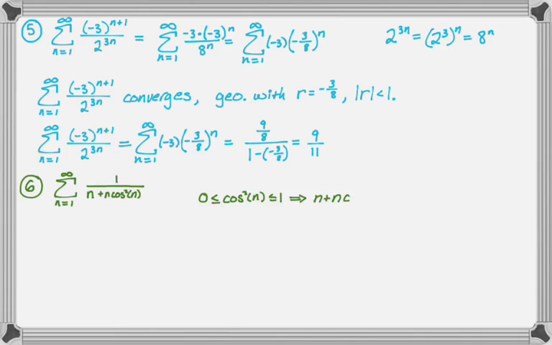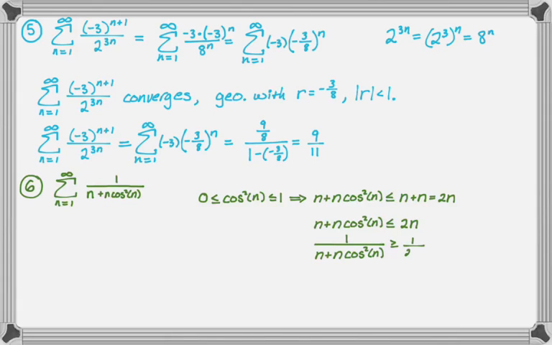So we know that n plus n cosine squared of n is definitely less than or equal to n plus n, which is just equal to 2n. So we have a relationship that's going to work for us potentially, provided we end up in the right direction. So I'm going to take the reciprocals here to get back to the series. And this is good because 1 over n plus n cosine squared of n is greater than or equal to 1 over 2n.